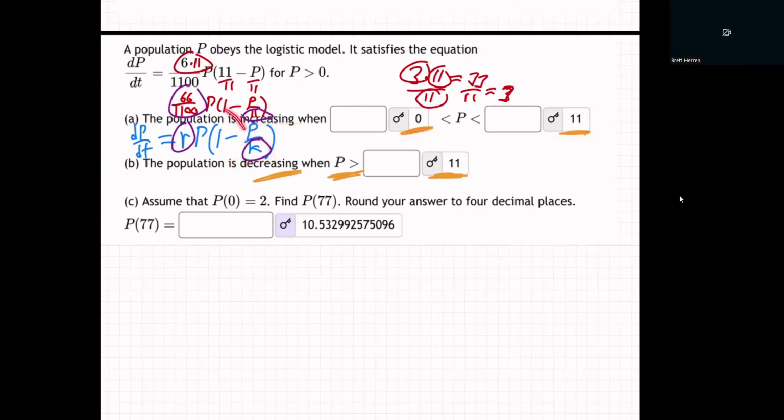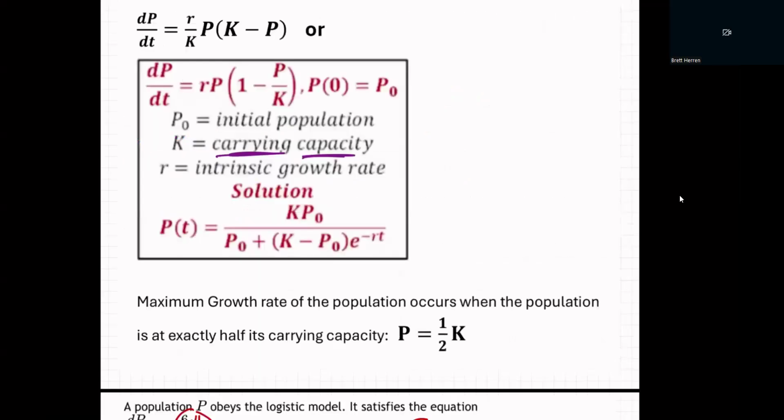Okay, let's use this information now to come down here and answer. Assume that P of 0 is 2. Find P of 77. So I'm going to use this solution. Once we have it in this form, then we can use this solution.